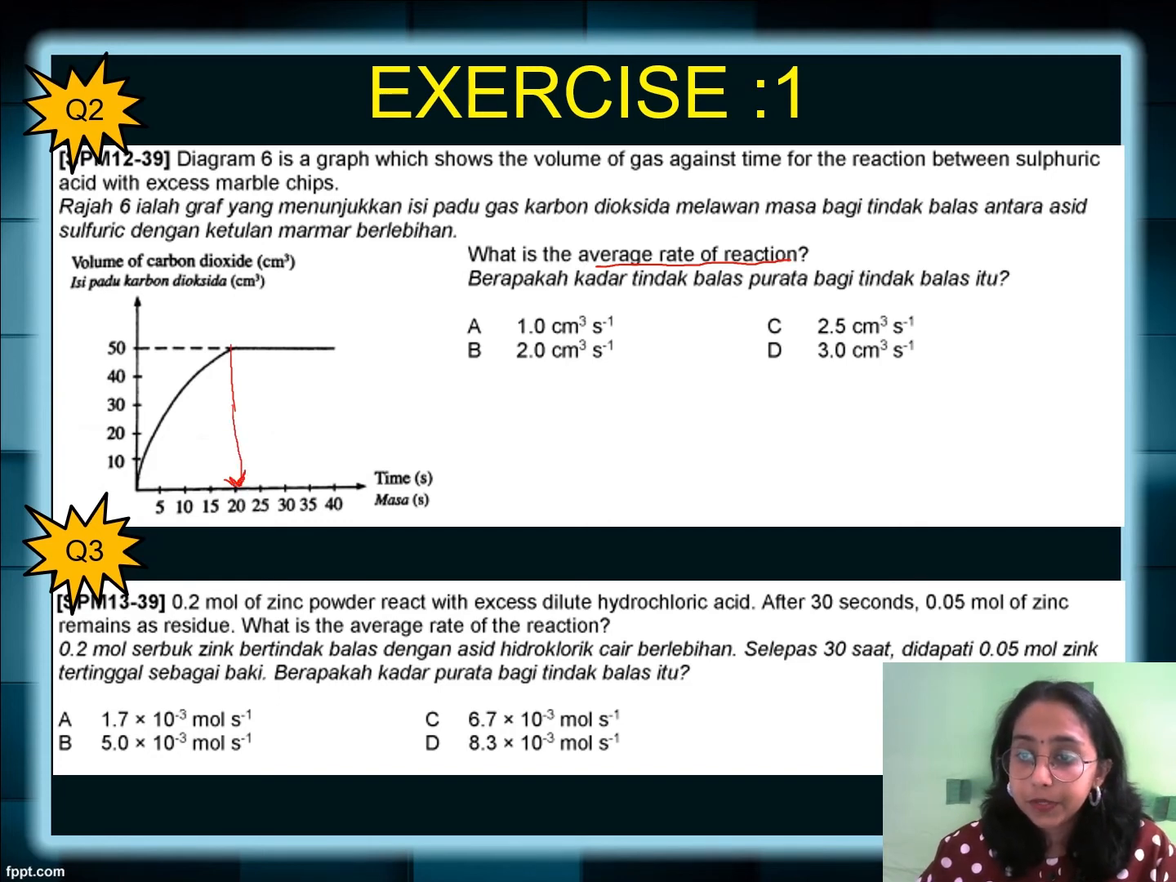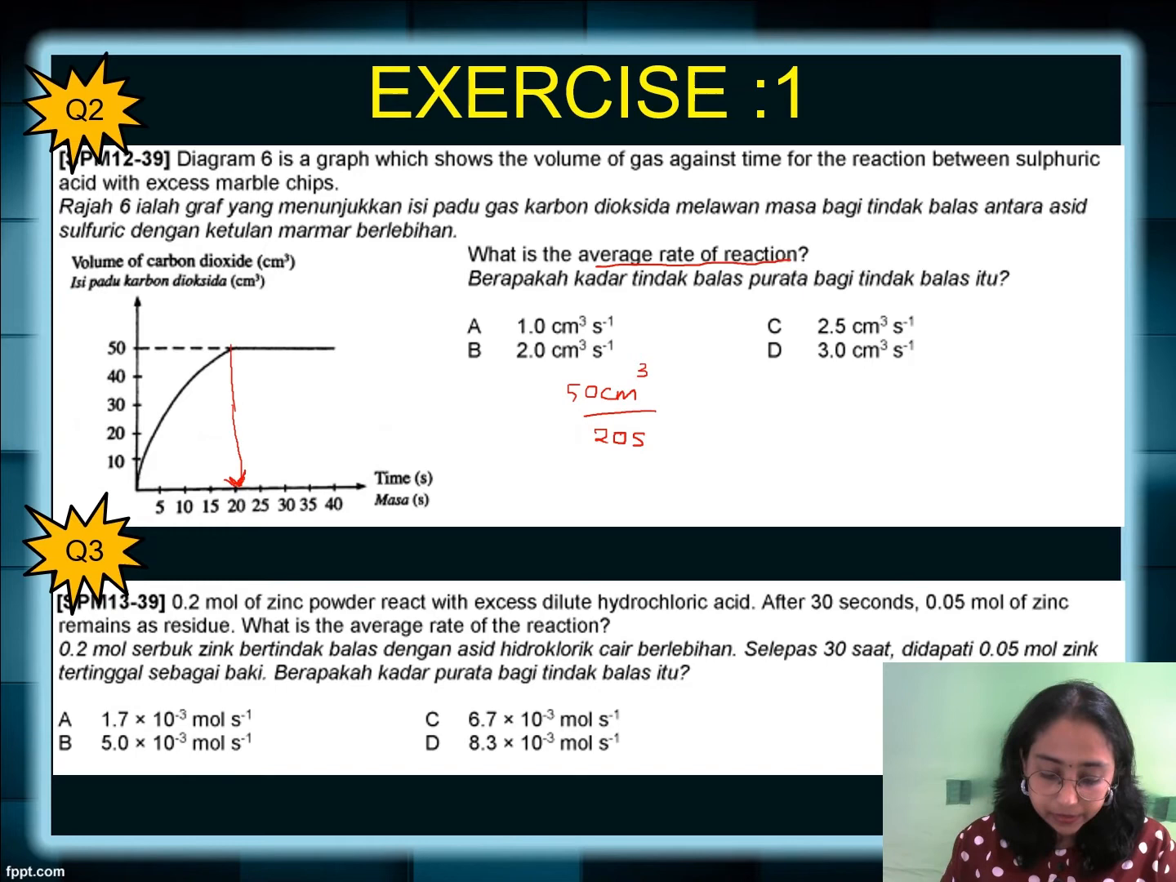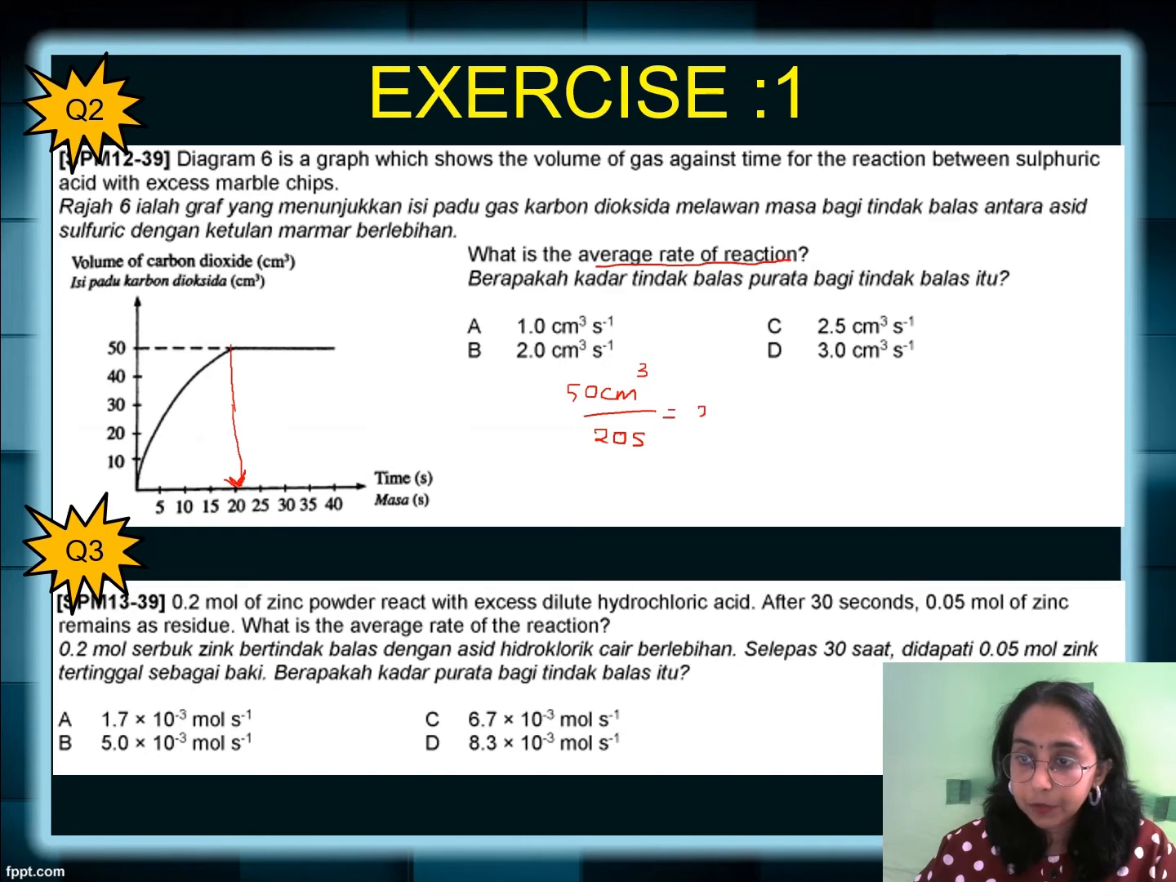So what you have to do is you take the highest volume, 50 cm cube. You divide it with the time taken, which is 20 seconds. So kindly press your calculator and determine the answer. Yeah, you'll be getting about 2.5 cm cube per second.